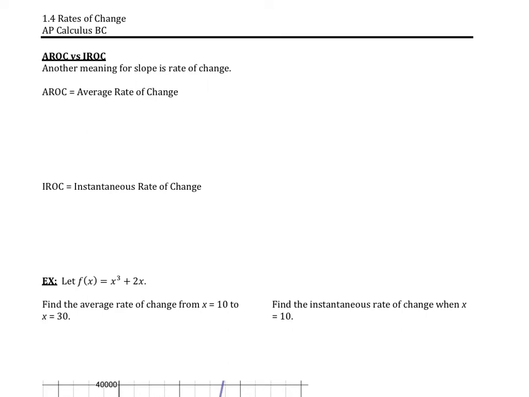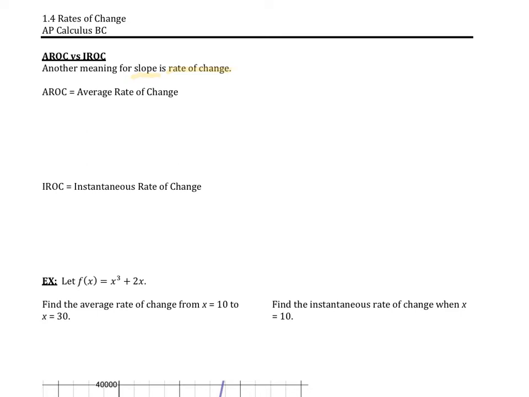So let's go. Rate of change. Another name for rate of change is really just slope. So slope is rate of change. And you have been talking about rate of change or slope since Algebra 1. Think back to when that was. And average rate of change is what we're going to call our Algebra 1 slope.